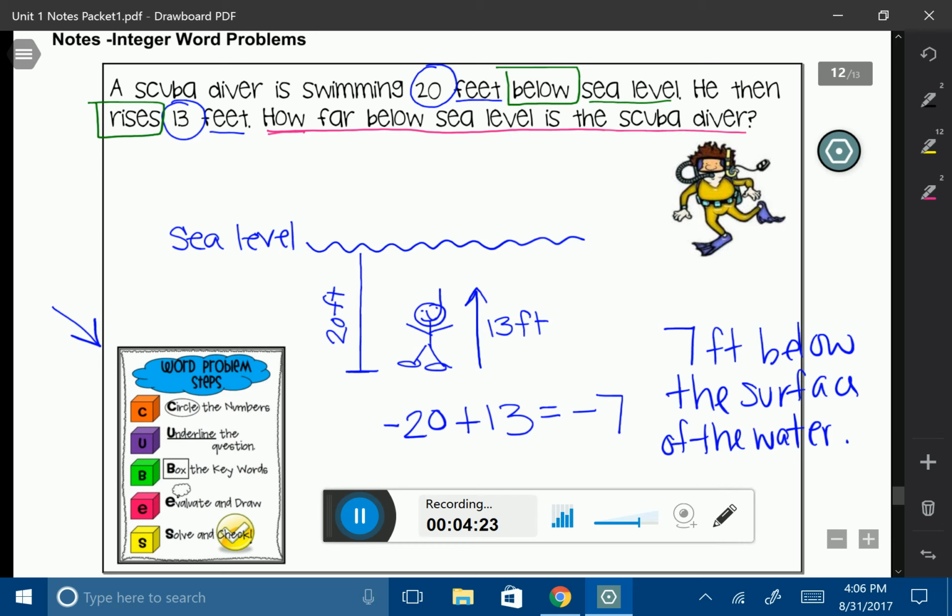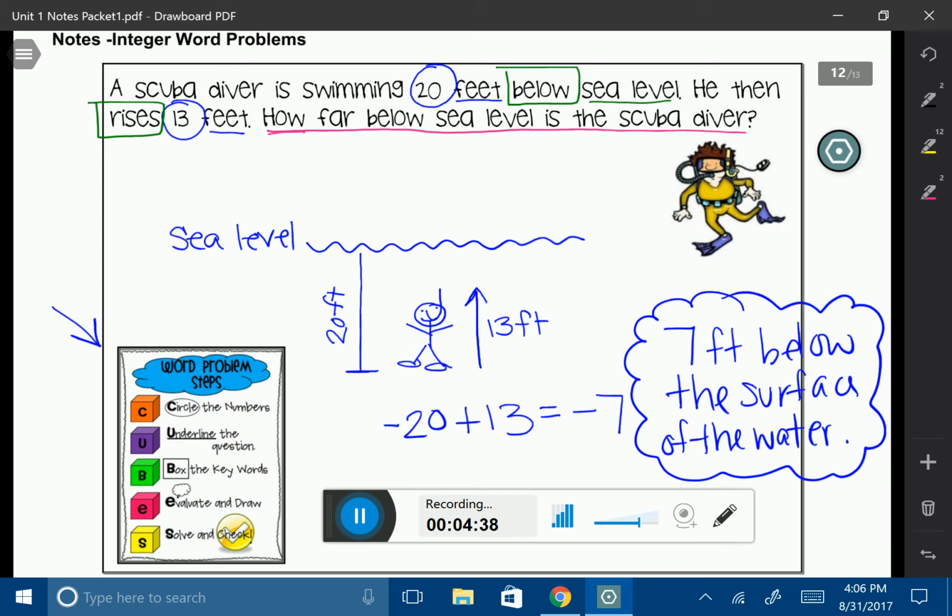Anytime you're doing a word problem in class, you won't only have to draw a picture and create a problem, but I would always like you to do this. I like to call this my ending statement or my therefore statement. Therefore, the scuba diver is 7 feet below the surface of the water. Sometimes I like to use this little symbol right here. This little symbol means therefore. So feel free to use that little symbol whenever you're finishing up your word problems.